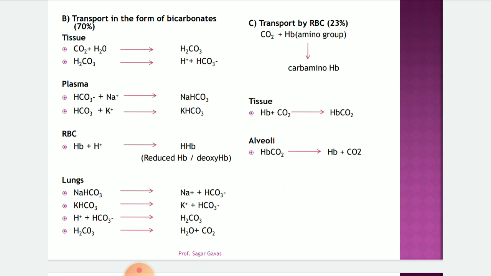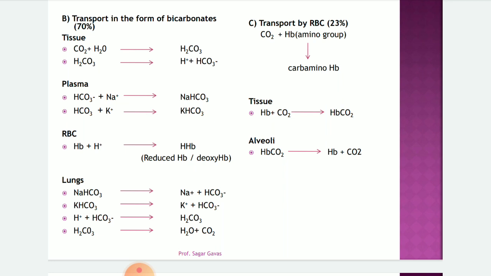Now in the plasma, that bicarbonate is going to combine with sodium or potassium to form sodium or potassium bicarbonate. Okay, look at the first. At plasma, that HCO3 minus, which can come out by the chloride shift, is going to combine with sodium and potassium to form sodium bicarbonate and potassium bicarbonate.